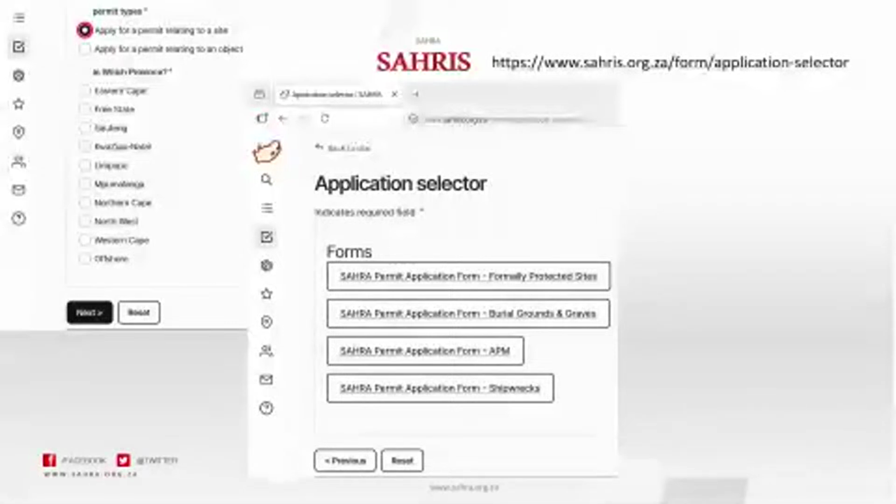Once you've selected the type of application and the province, you have to select the form. You will select the form for the permit application for a formally protected site, if a site is formally declared as a national heritage site or a provincial heritage site. But for grave relocations, this would not be the form. You choose burial grounds and graves, and you click on it and it will open a window for you to fill in details about the project you want to undertake, and upload any of the documents, including the motivational report, the letter from SAPS, and the landowner permission, onto that form in order to create the case.